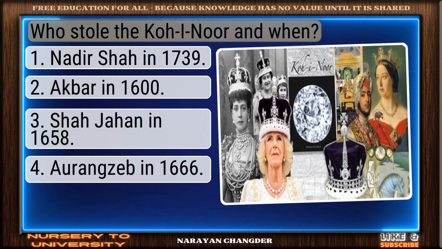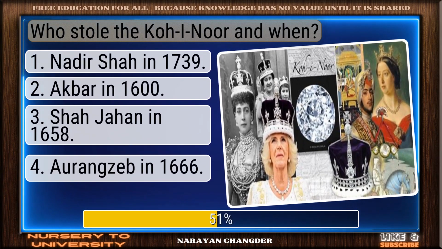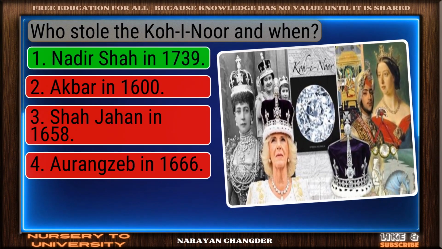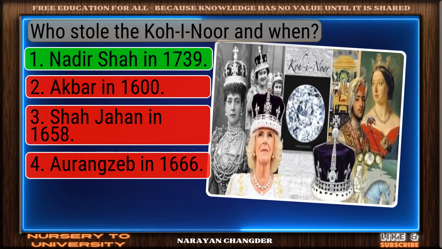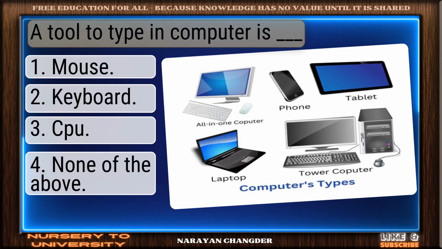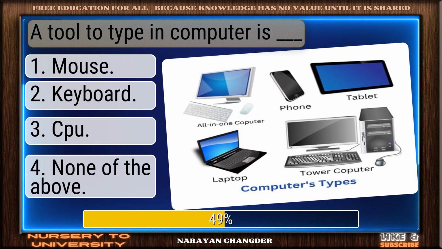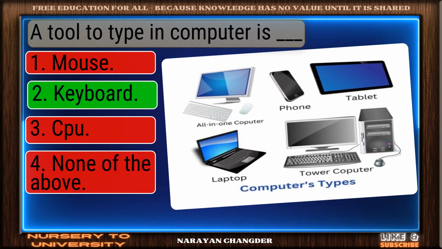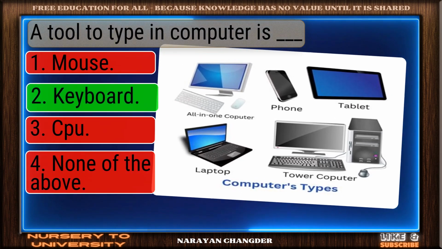Who stole the Koh-i-Noor and when? On track. Nadir Shah in 1739 is the correct answer. A tool to type in computer is dash. Sharp thinking. Keyboard is the right choice.